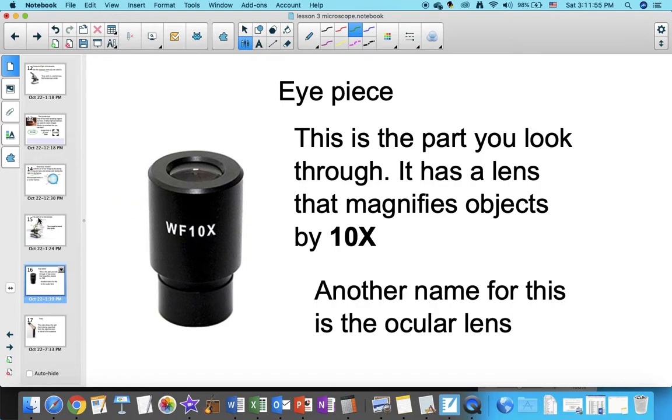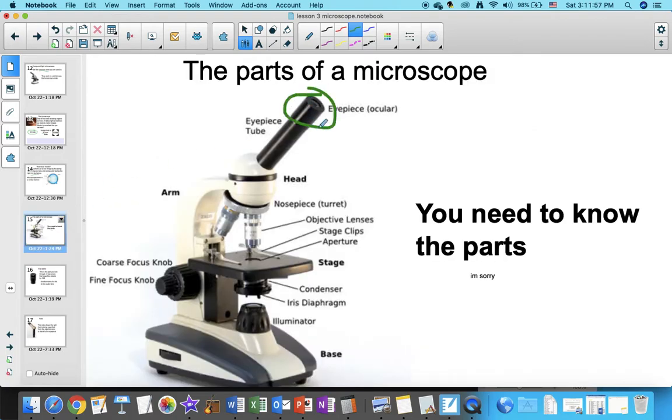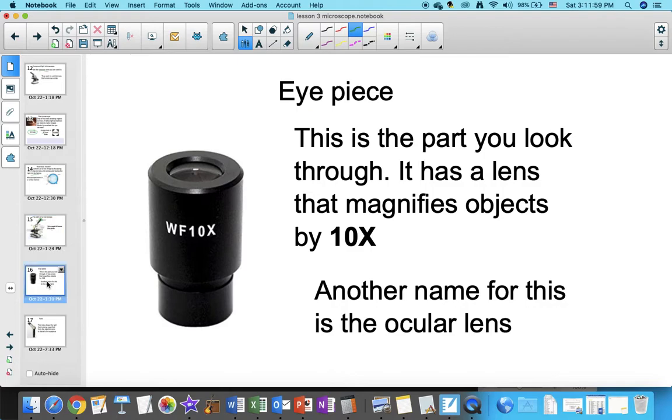The eyepiece. So the eyepiece, this right here, you can see it right there. This is the part you look through. This is where you put your eye, right? And typically it has a lens that magnifies things by 10 times. Another name for the eyepiece, or at least the lens here, is the ocular lens. So the eyepiece is what you look through. It has a lens that magnifies objects by 10 times, and another name for it is the ocular lens.